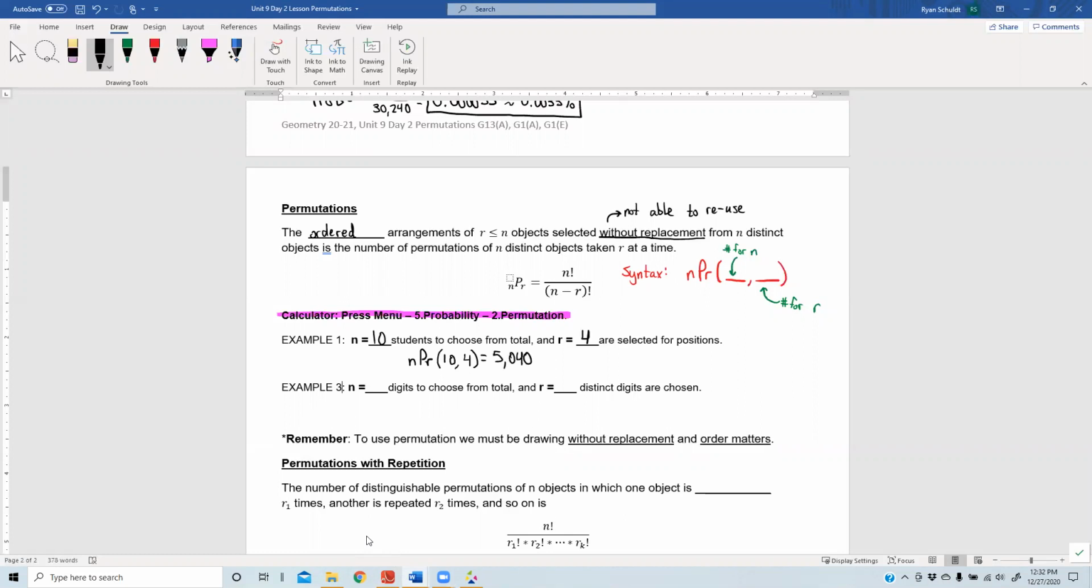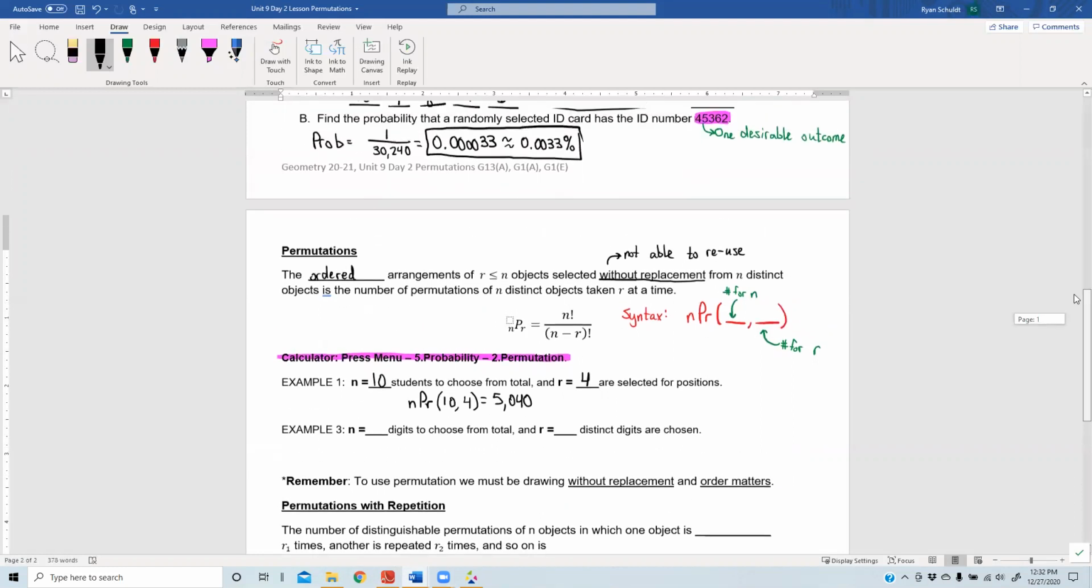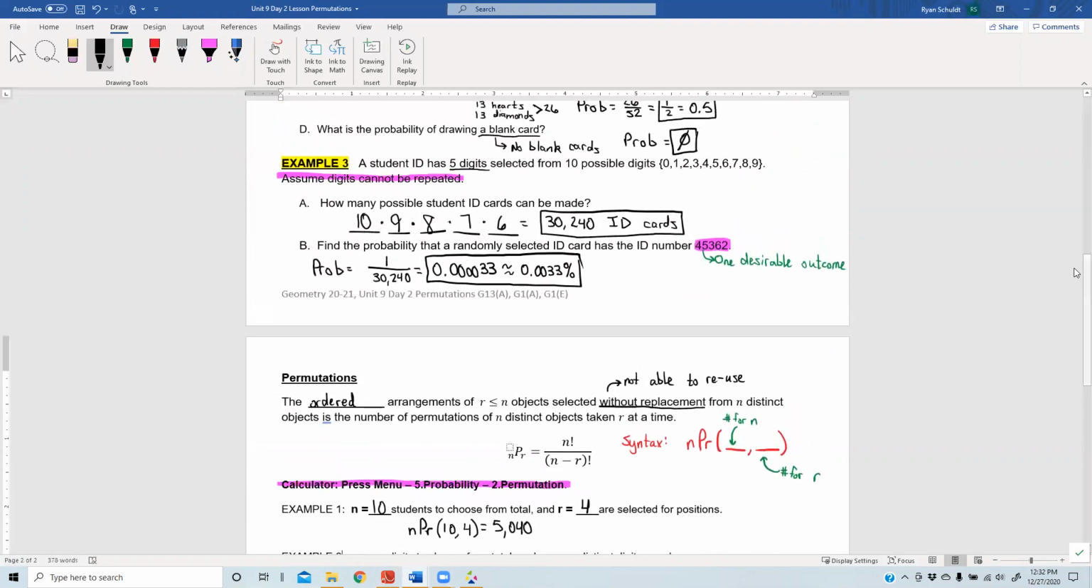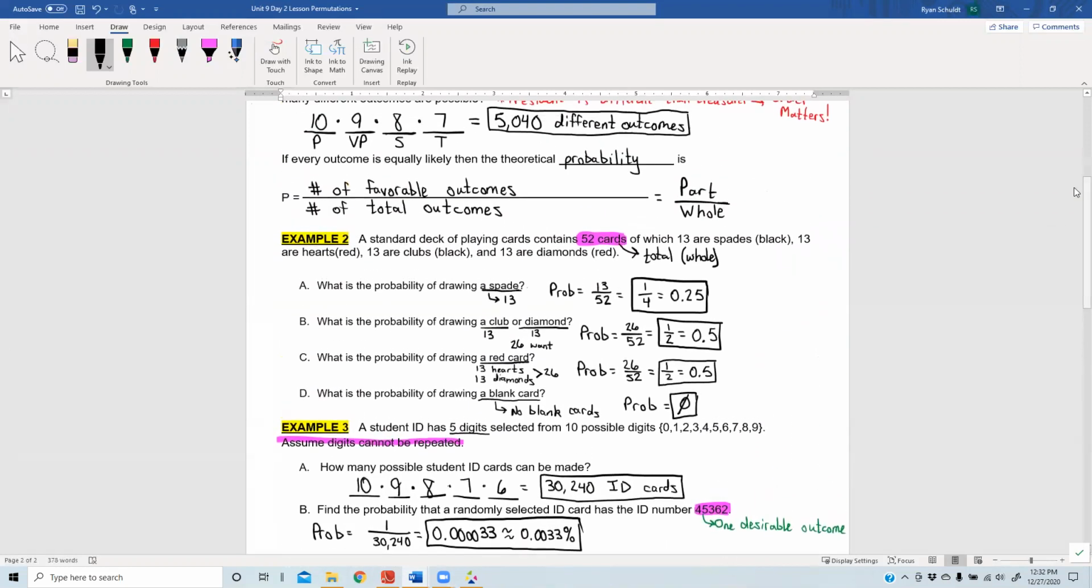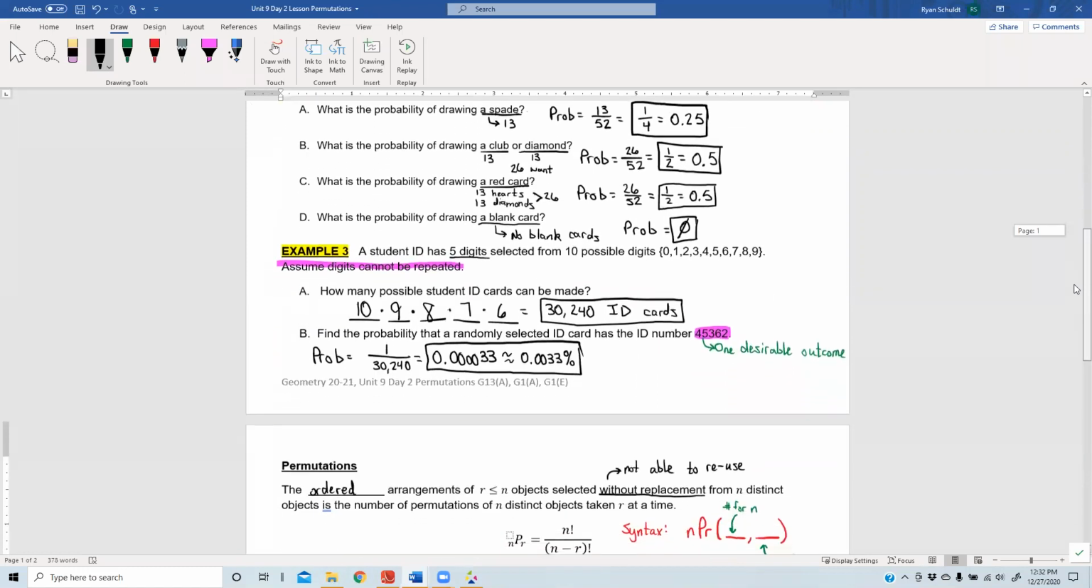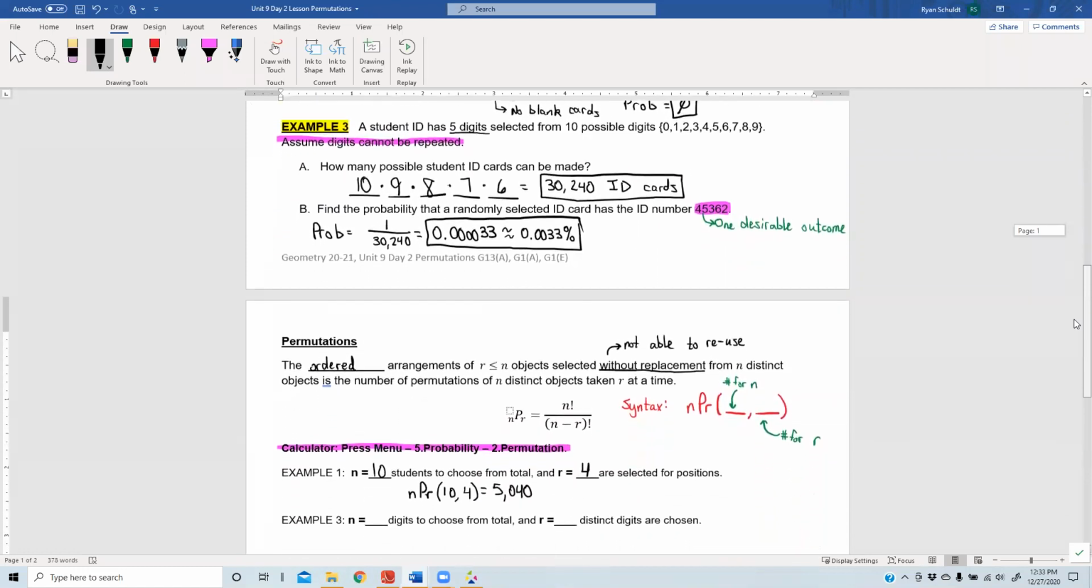What do you notice about this number? Whoa, who'd have thunk it? It's the same as what we got. So this is like, it's not really a shortcut, it's just how you can do it in the calculator.